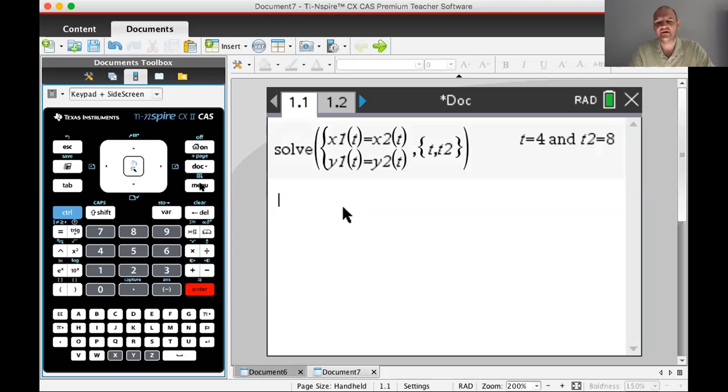We solve this. We get t equals 4 and t2 equals 8. So t equals 4, t2 equals 8. Therefore, particle 2 takes 8 minutes. Oh, they both take 8 minutes. That's weird. I don't know. I didn't do that on purpose or even try to.